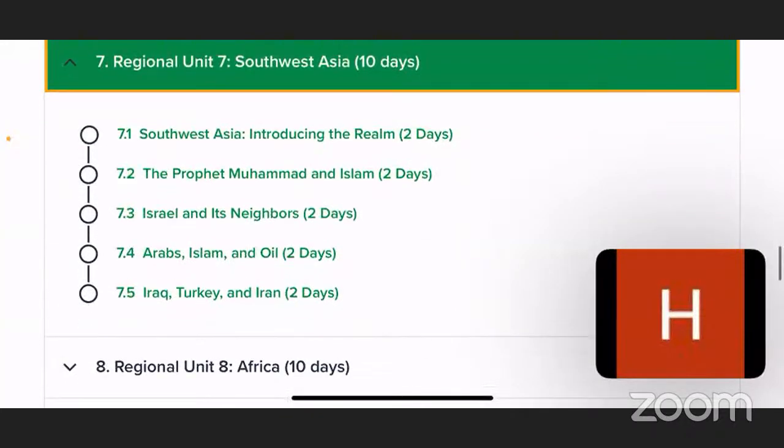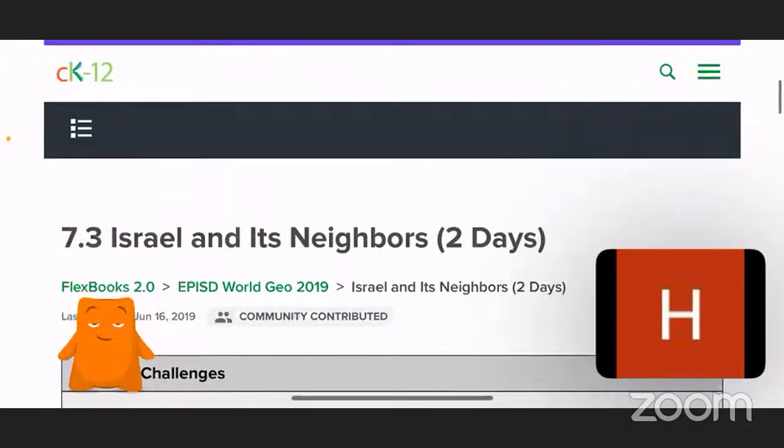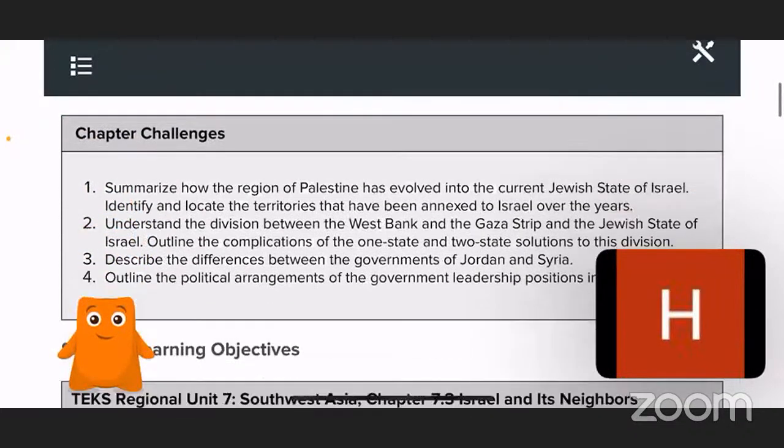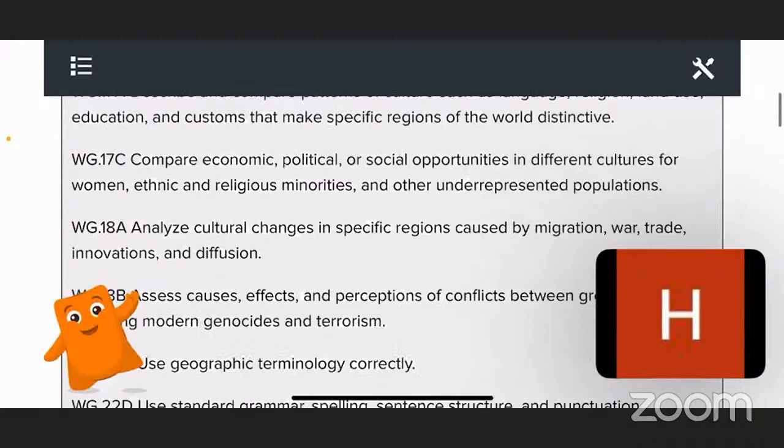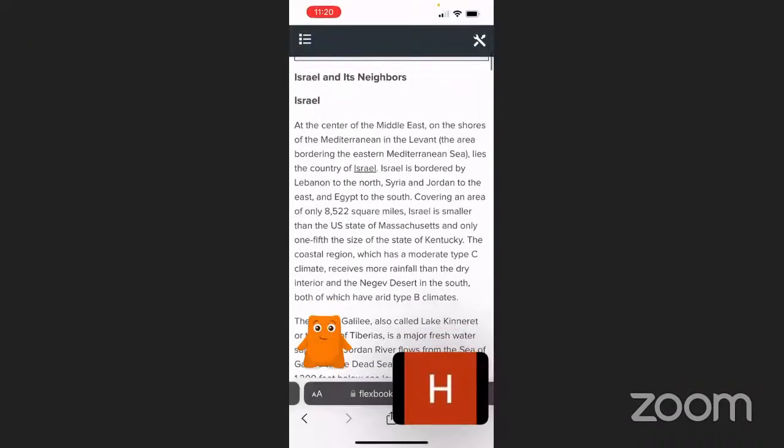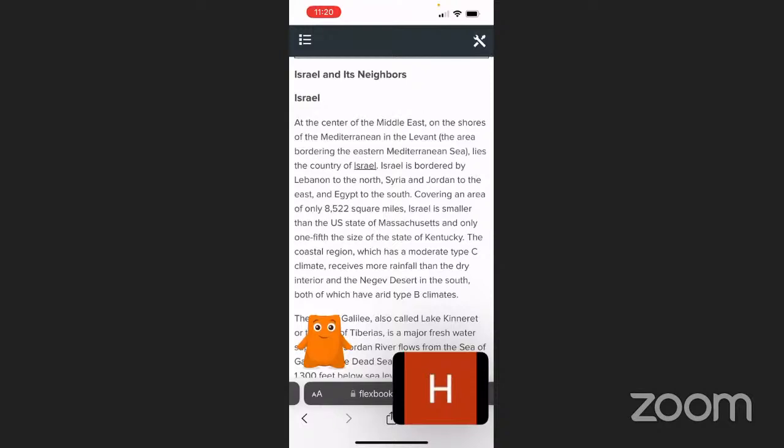Yesterday we did about the Prophet Muhammad, peace be upon him. Now we will be doing about Israel and its neighbors. Okay, so can you read, Haika?